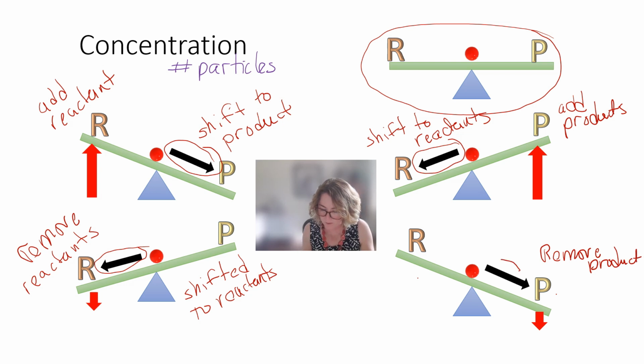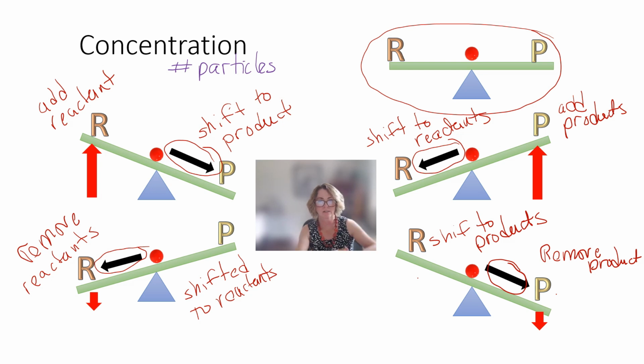When I remove my products, notice that my ball moves down towards my products. And so this equilibrium is going to be shifted to my products. So again, I'm going to take the product away. More reactant is going to have to react, right, to lift up that product side to get ourselves back to even.